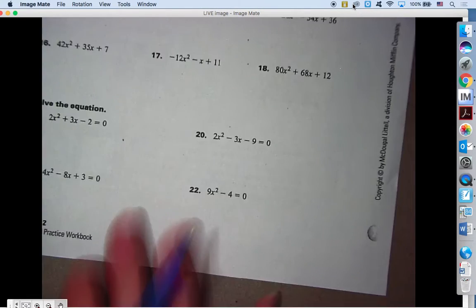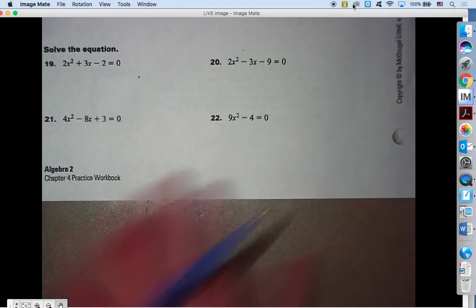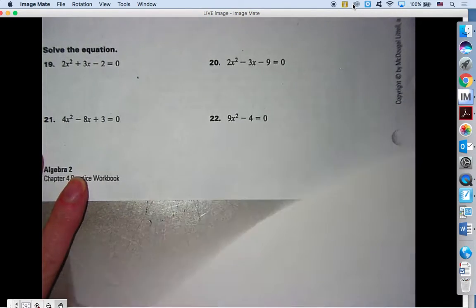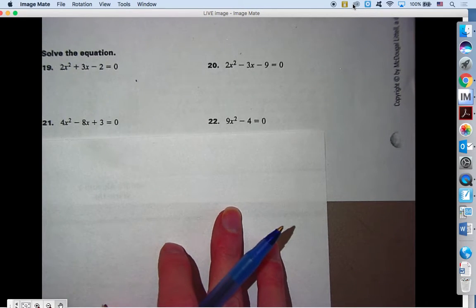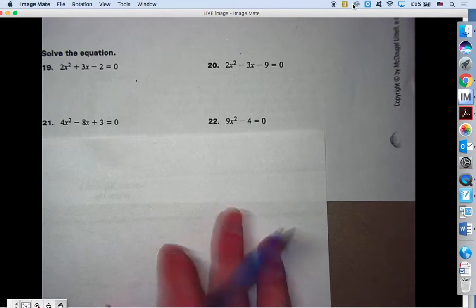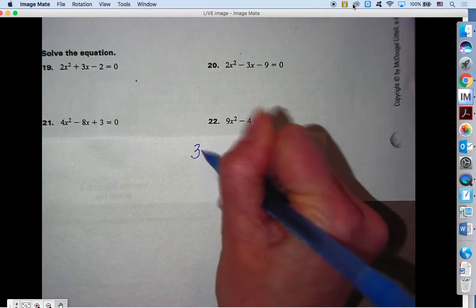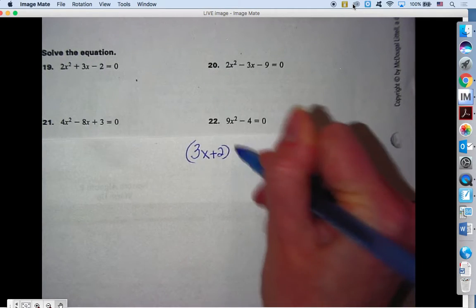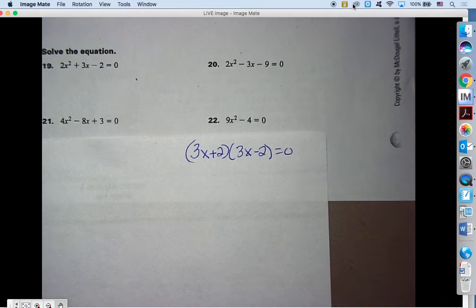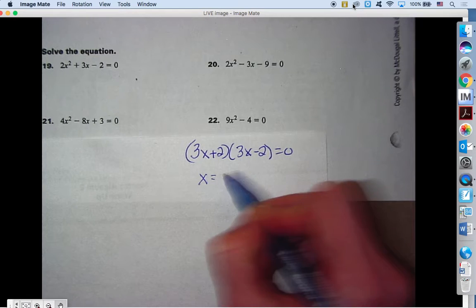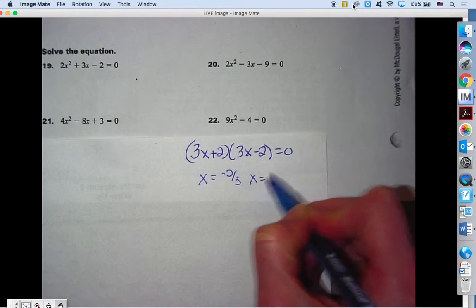All right, so then if you go down to number 22, look at number 22. Number 22 is factorable. It's one of those special patterns, a perfect square binomial. So this factors as 3x plus 2 and 3x minus 2, because you're taking the square root of 9 and the square root of 4. So it does factor as a perfect square binomial, and then you solve each of those. So you get a negative 2/3 and a positive 2/3.